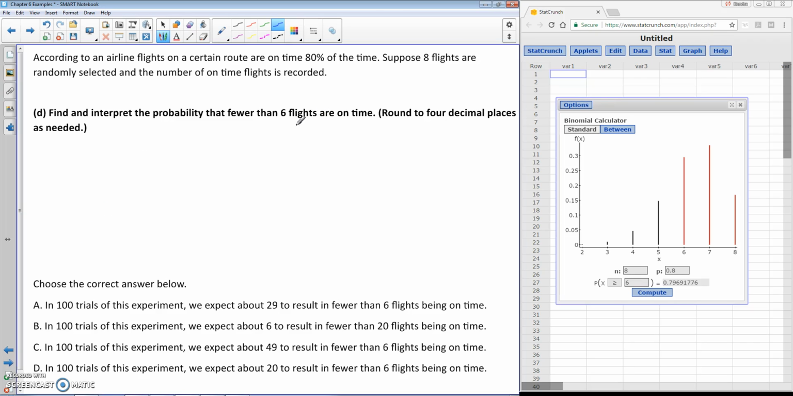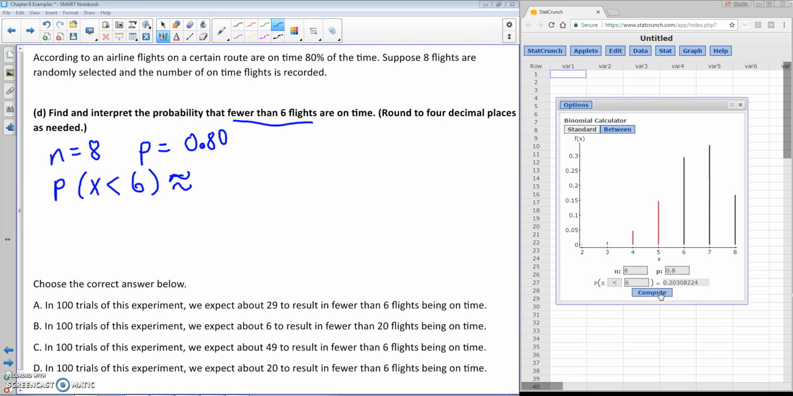So the next one, we want fewer than 6 flights. So again, n is 8, p is 0.80, and we want fewer than 6. We're not including 6, so x is less than 6. So the probability that x is less than 6. So again, we're going to look at this in StatCrunch. So we're going to change this to less than and hit compute. So this is approximately 0.2031.